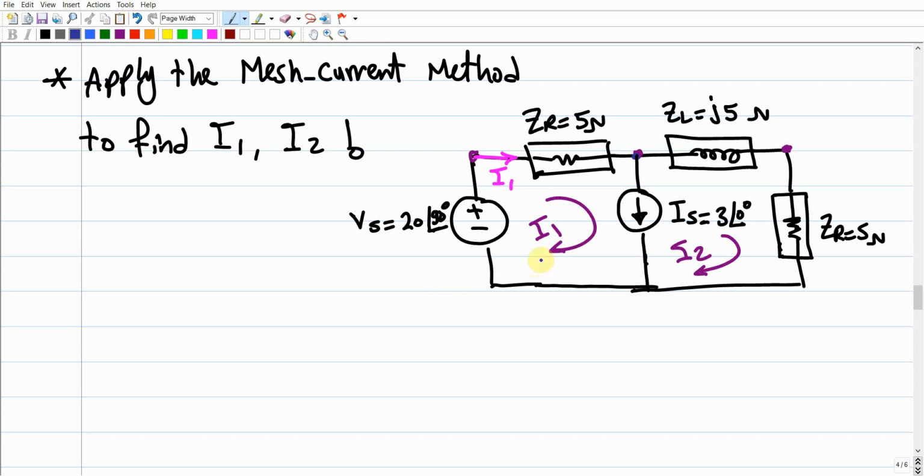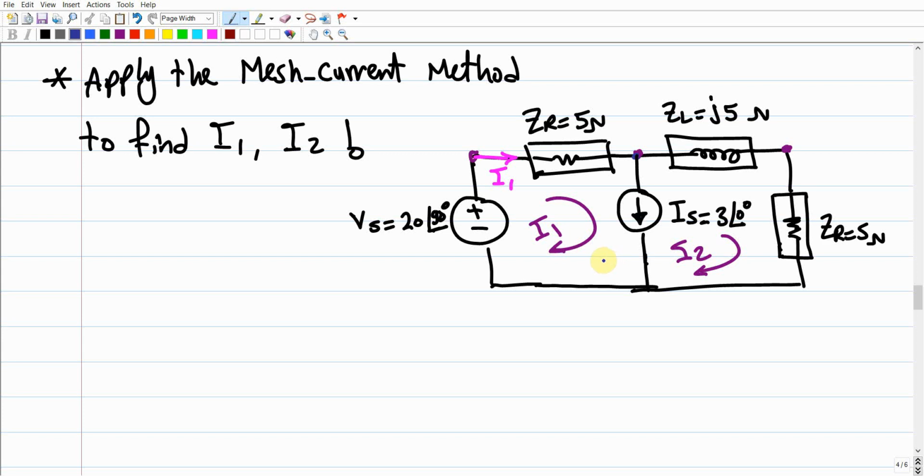But as you can see, within this mesh or this loop, if we decided to apply the Kirchhoff voltage law, we're going to be stuck with the problem that we have no clue how much the voltage is over this element, because this is a current source. And if we decided to apply it over the second loop, we're facing the same problem that we have here with the current source.